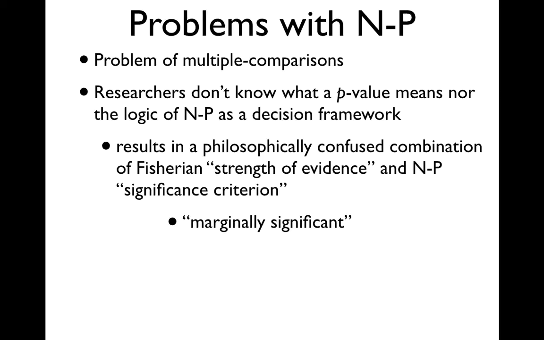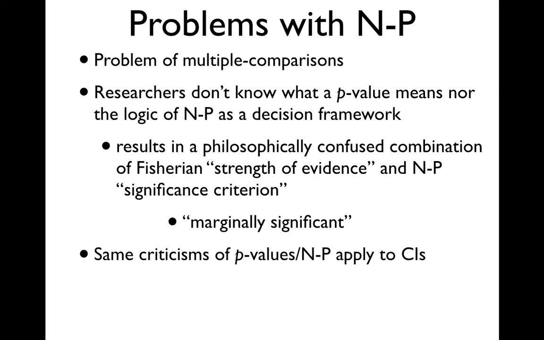People that use this phrase marginally significant for 0.07 or 0.06, it's as if they want to talk about making a decision, but they haven't met that 0.05, so they're now going to switch to a strength framework in which they're saying, well, it's kind of close to that 0.05. No, that's complete crap.